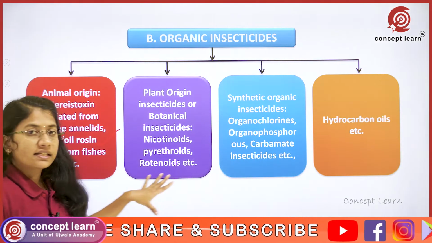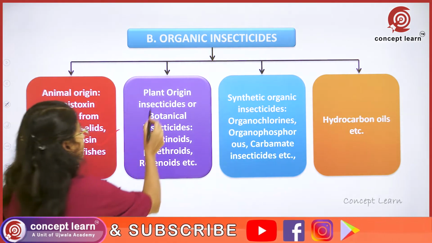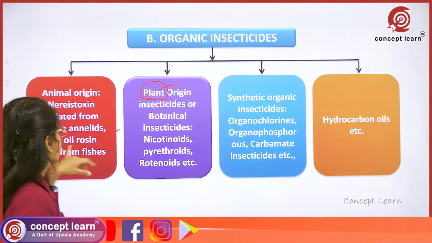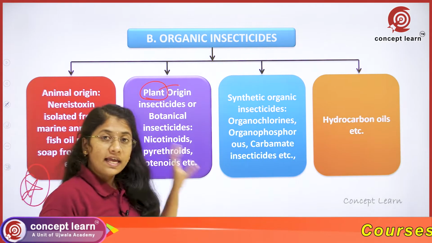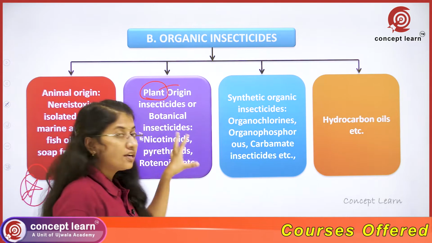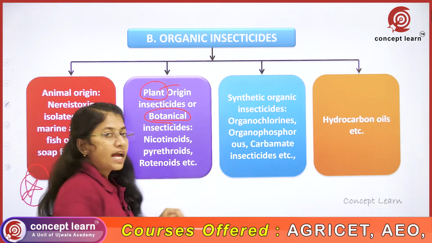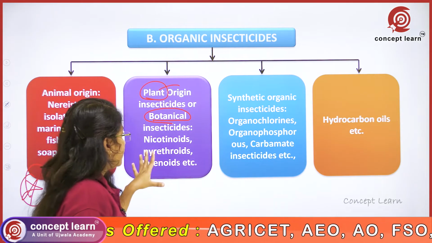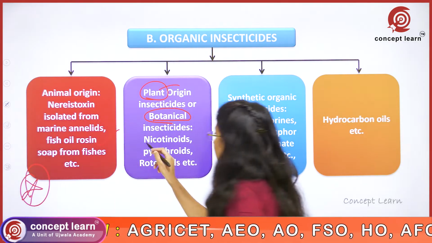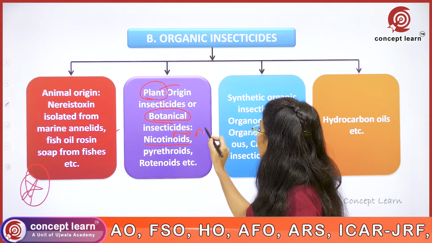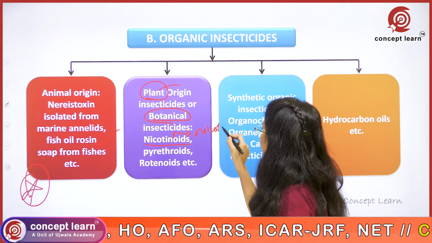So, here next comes the plant origin. Here, insecticides are derived from the plants. Earlier they were derived from the animals, but here these are derived from the plants. These are known as the botanical insecticides, and a few of the botanical insecticides are nicotinoids, which is derived from the plant Nicotiana tabacum.